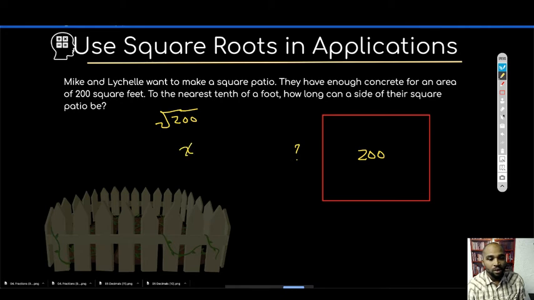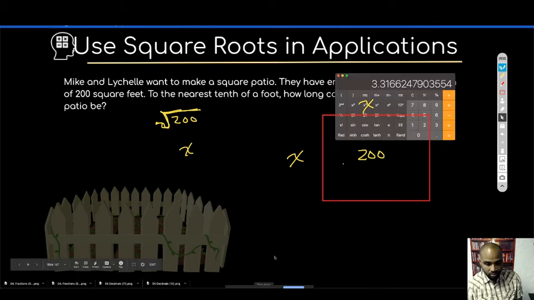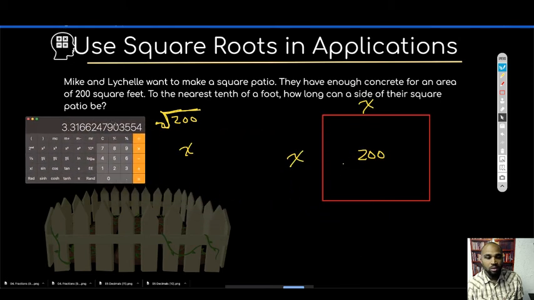So instead of a question mark, let's do it algebraically and say we don't know that side. What times what is going to give us 200? And it has to be the same number. So they're really asking us, what's the square root of 200? How do we find that? Well, we're going to take out our handy dandy calculator and we're just going to put it in our calculator. We're going to do 200, and we're going to do square root, bam, right there.